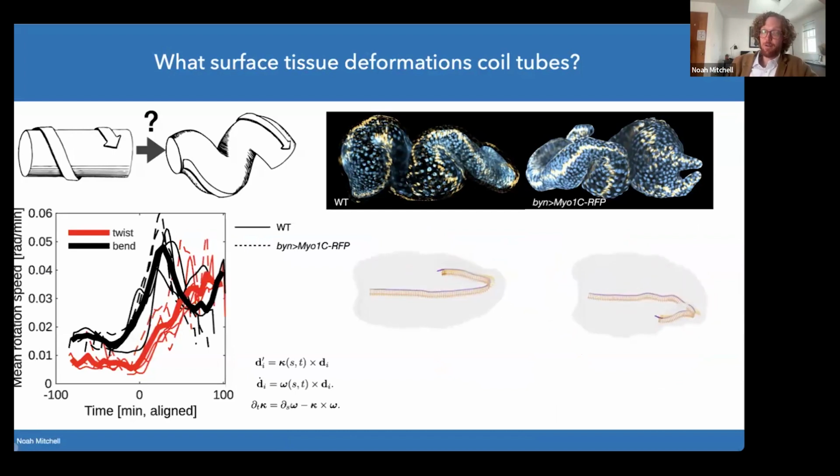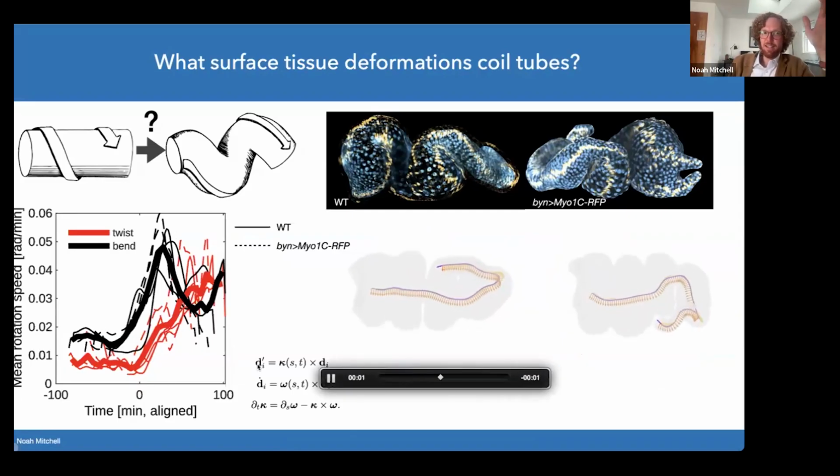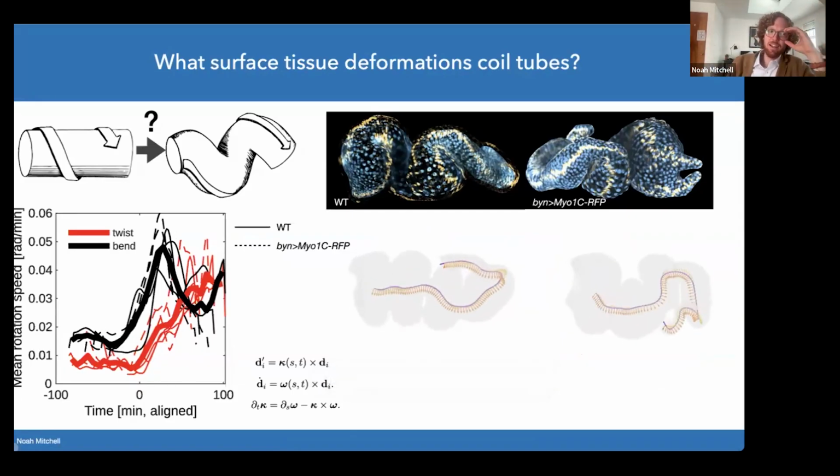And so what Nico found is that the bending is turning on first and is quite pronounced. So what does that mean? What is driving that? So that bending here is in black, and time equals 0 is roughly the onset of coiling. So the bending has already started to ramp up, and then the twisting turns on subsequently. So where is that bending coming from?